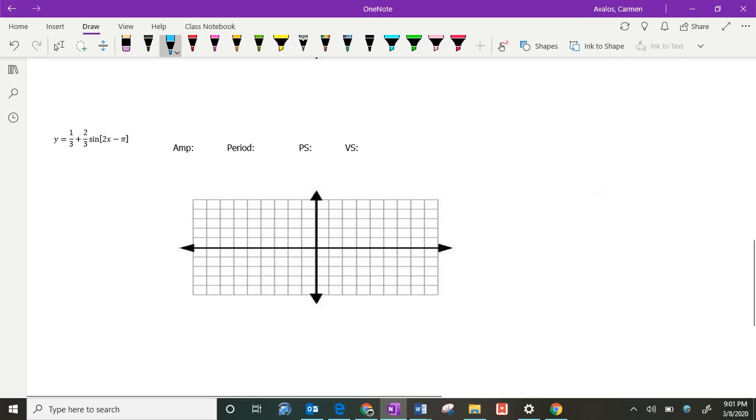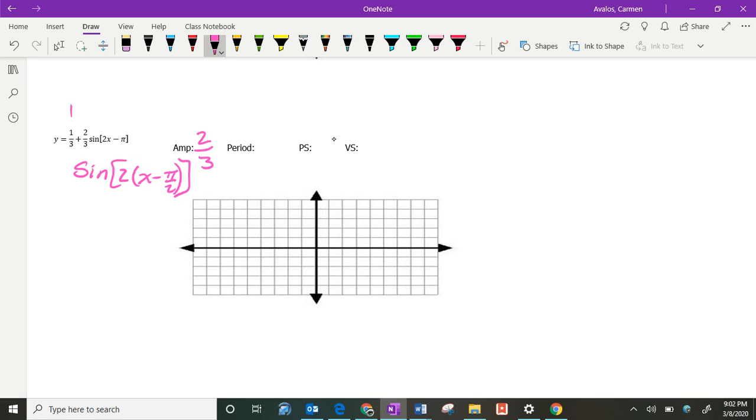Okay, and then one more. This one has everything in it. So this one has the amplitude of 2/3. This one here has the sine, and notice how this one has a phase shift and a 2. Remember from the first semester, anytime there's a b, you always have to factor it out. So this is going to be the sine of 2x divided by 2.